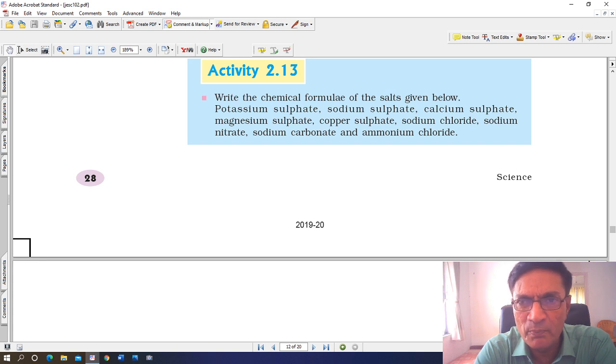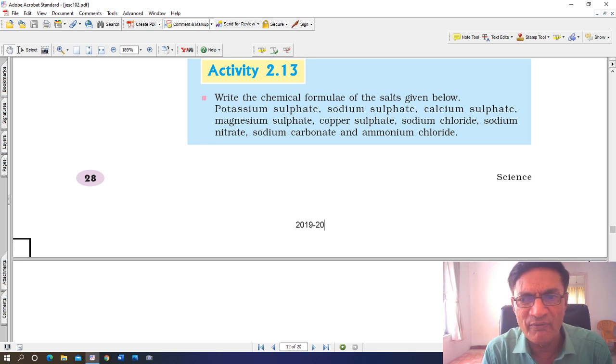Potassium sulfate is K2SO4. Sodium sulfate is Na2SO4. Now in both sodium sulfate and potassium sulfate, you can see the negative radical is sulfate. Sulfate is common. So it's a family of sulfate salts. Calcium sulfate, again sulfate is common. Potassium, sodium and calcium are reacting with sulfur or sulfate and forming sulfate salts. So sulfate of potassium, sulfate of sodium and sulfate of calcium are all salts of sulfate, and therefore they are called sulfate salts.